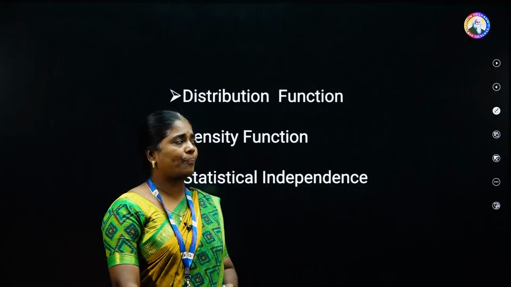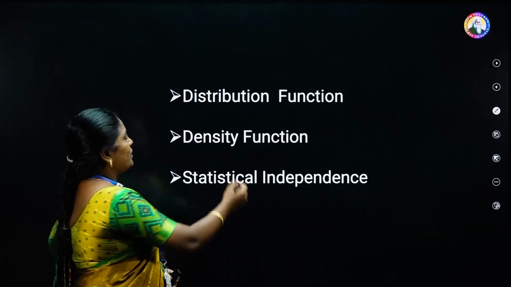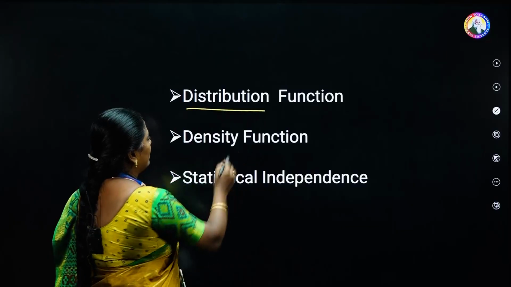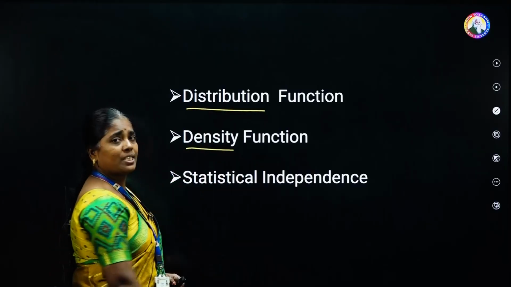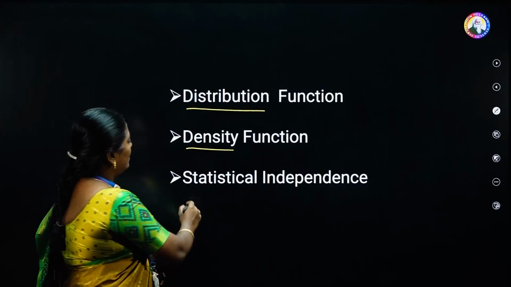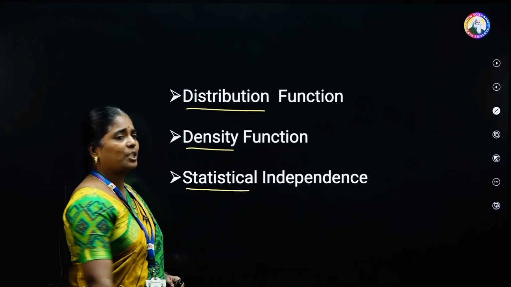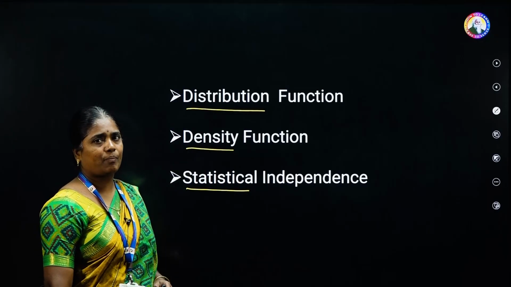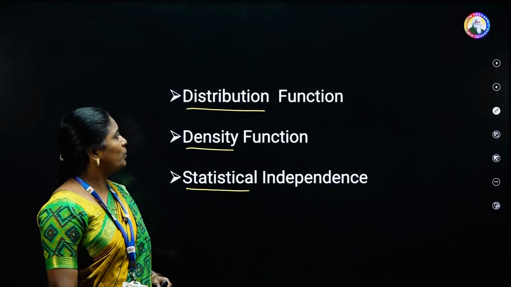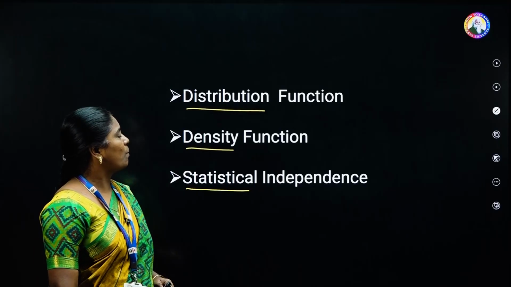Those are the distribution function, the second one is the density function, and the third one is the statistical independence of a random process. First, we will see about the distribution function.